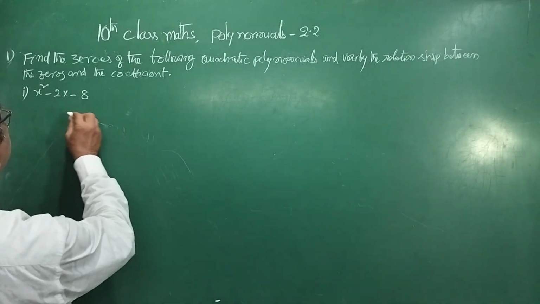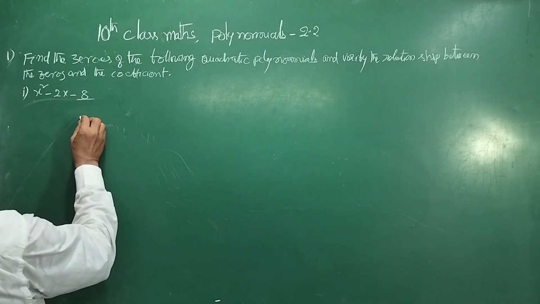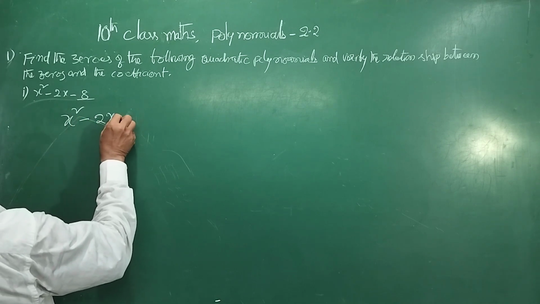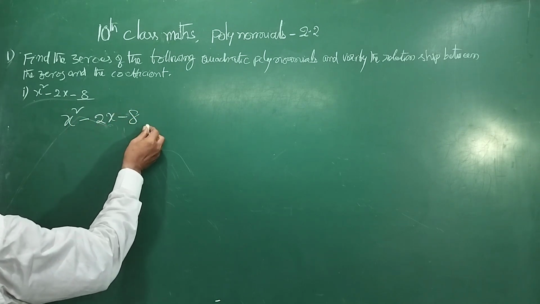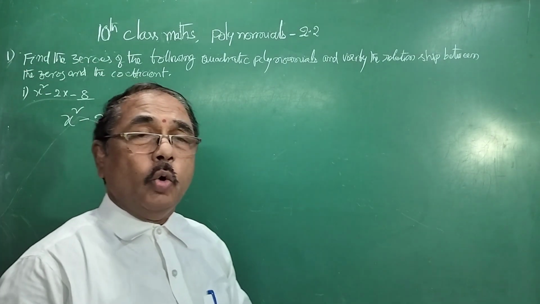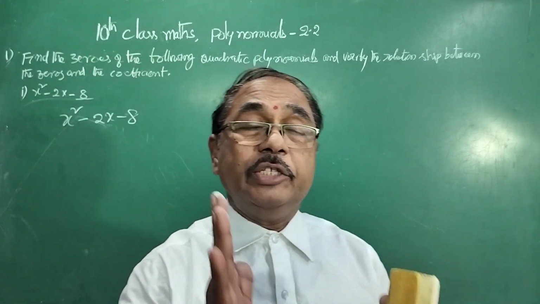Yes, the problem is this. Let us write here: x square minus 2x minus 8. Yes, it is the problem. Now we have to find the zeros. We have to find the zeros.